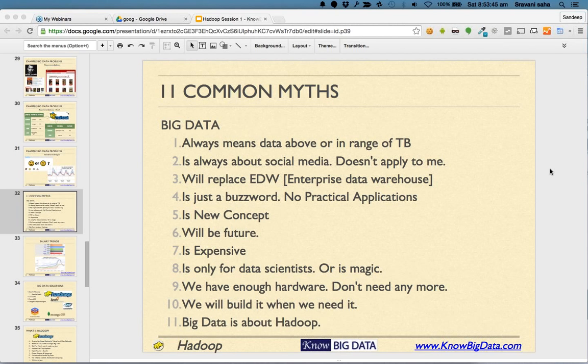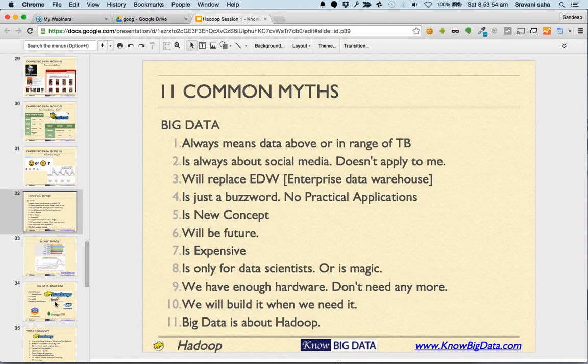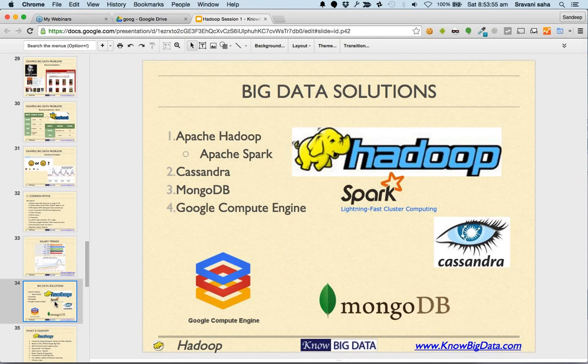Next is that big data is about Hadoop. No, there are many solutions available in big data. For example, let's take a look at these solutions which are available. Big data solutions which are available as of now are Apache Hadoop. So out of all the stacks, probably Hadoop combined with Spark is the most viable solution.